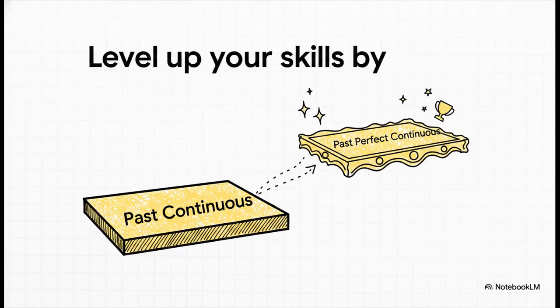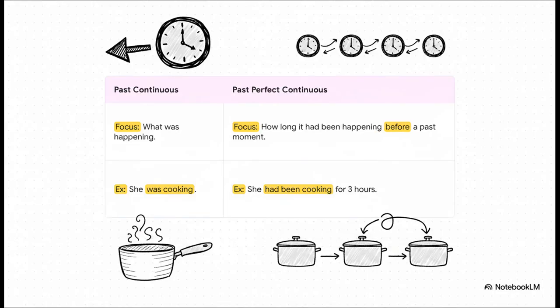And hey, for those of you who feel like you've got a good handle on this and you're ready for the next level, let's do a quick comparison between the past continuous and an even more advanced tense, the past perfect continuous. Now, this is really cool. Check out this shift in focus here. The past continuous, "she was cooking," tells you what was happening at that moment. But the past perfect continuous, "she had been cooking," tells you for how long something was happening before that moment. It adds this whole extra layer of history and duration. It's a subtle change, but it's powerful.